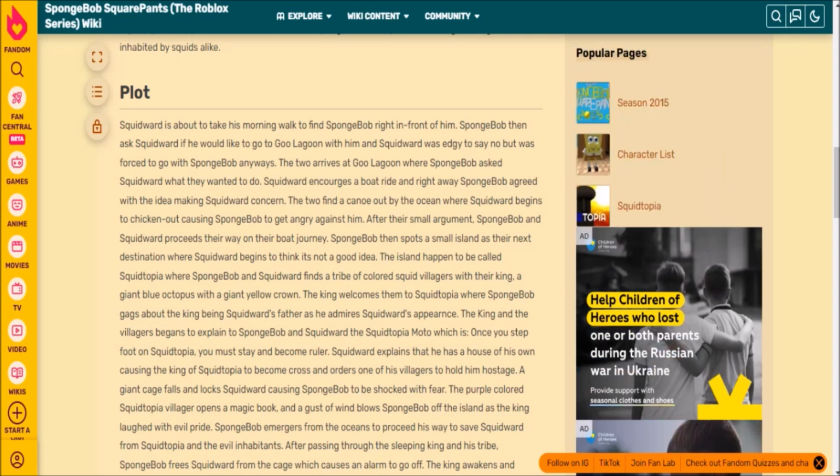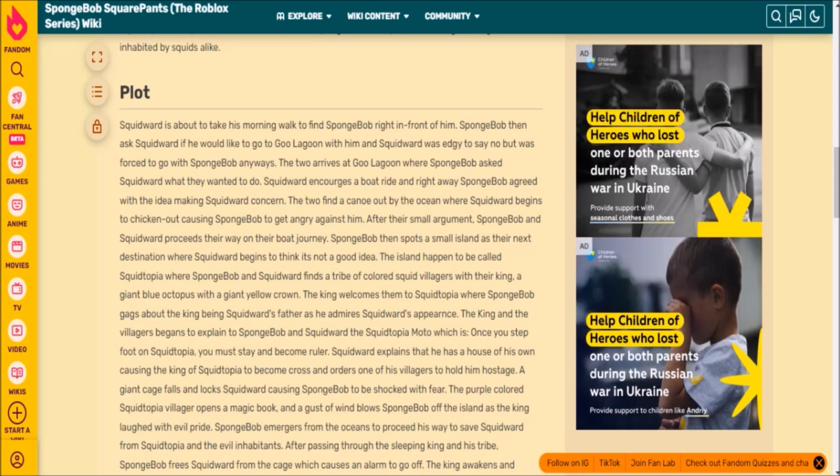So as I was saying, Squidward is about to take his morning walk to find SpongeBob right in front of him. SpongeBob then asks Squidward if he would like to go to Goo Lagoon with him, and Squidward was edgy to say no, but was forced to go with SpongeBob anyways. The two arrive at Goo Lagoon, where SpongeBob asks Squidward what they wanted to do.